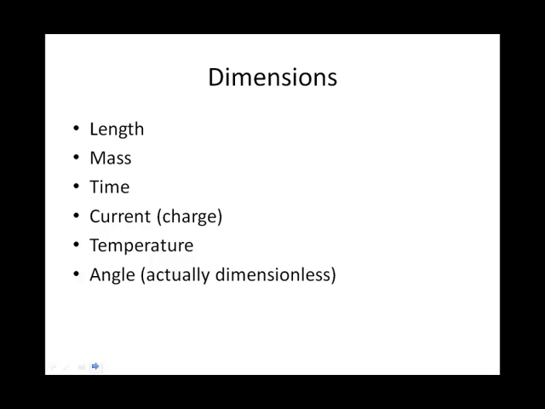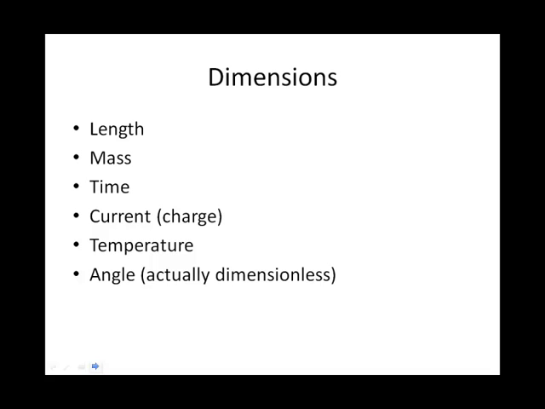Time is the next dimension. And then current, when we talk about electricity, we're going to talk about the flow of charge. And that's going to be the dimension referred to as current, which is charge per unit time. When we talk about thermodynamics, we'll talk about temperature as a dimension, and we'll see that there's a distinct relationship between temperature and energy. Now, energy is a combination of mass, length, and time, and so temperature is related to those, but it's going to be its own dimension, and we'll use it in equations.